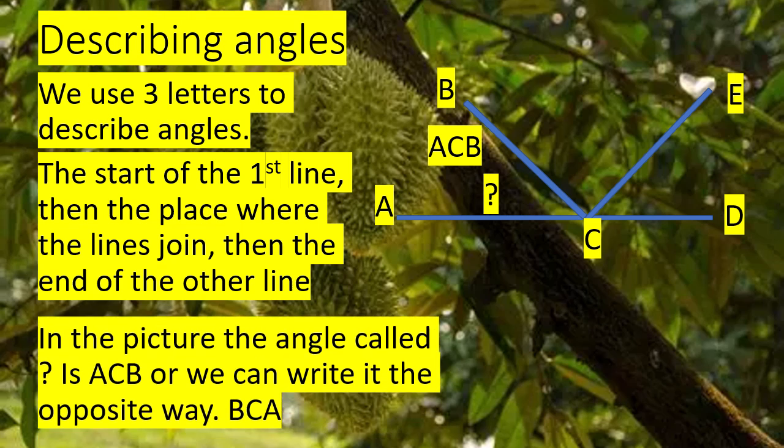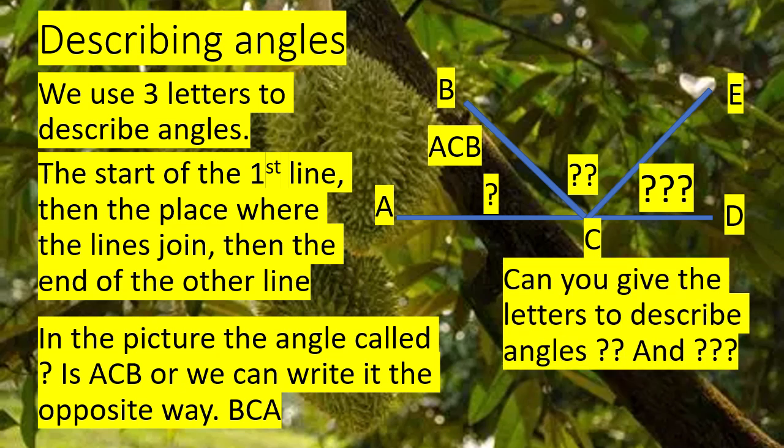So in the picture, the question mark line is ACB, and we can write it also the opposite way. We can do BCA, depends where you start. Okay, so now we have two others, one with two question marks, one with three question marks. Can you give the letters to describe each of those two?